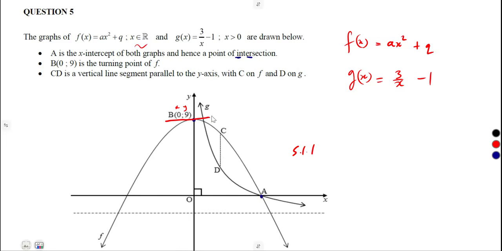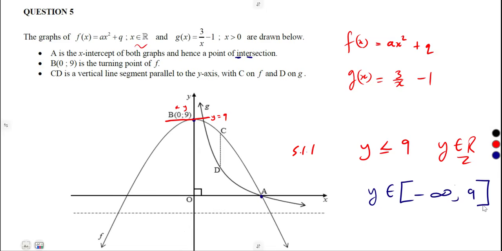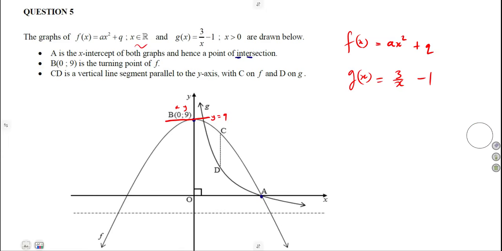That's x, y, the y is equal to 9. So we can have any value: negative 1, negative 2, negative 3, negative 4. But as we are going up, we cannot exceed 9. So our y values will be less than or equal to 9, where y is a real number, just like the previous case. Or we can take our y from negative infinity up to 9. We can even represent it that way. So that is the range. We are comparing the y values.